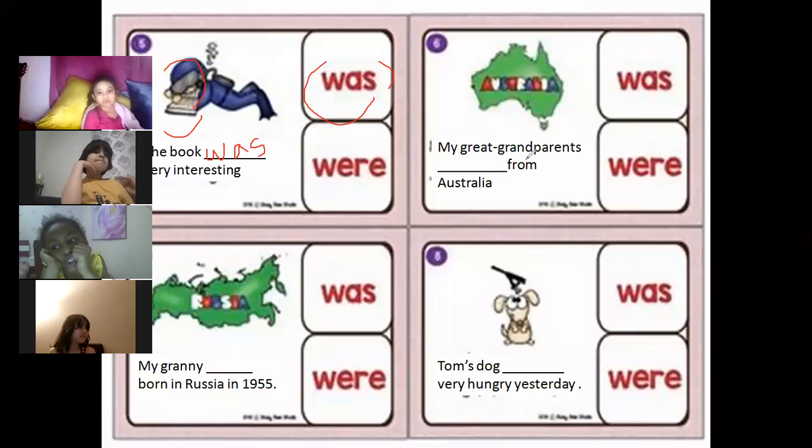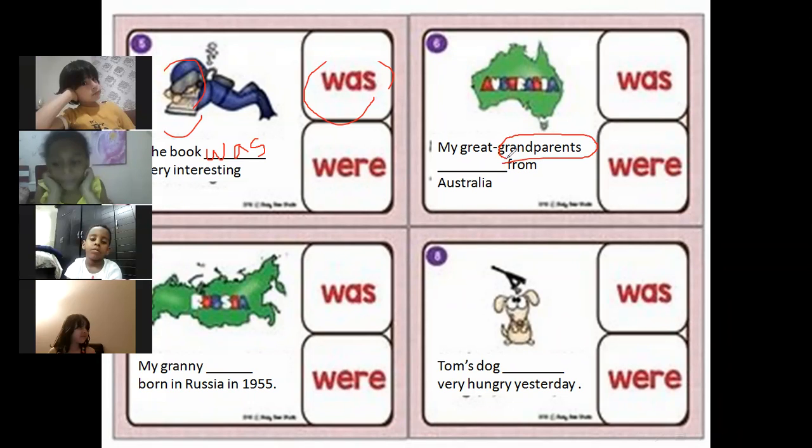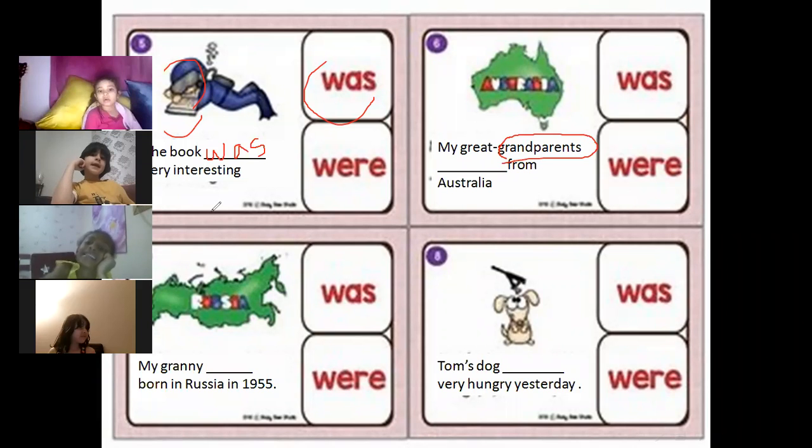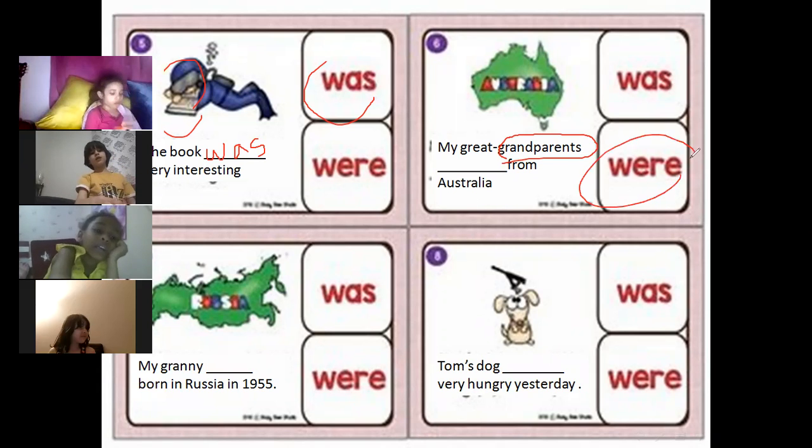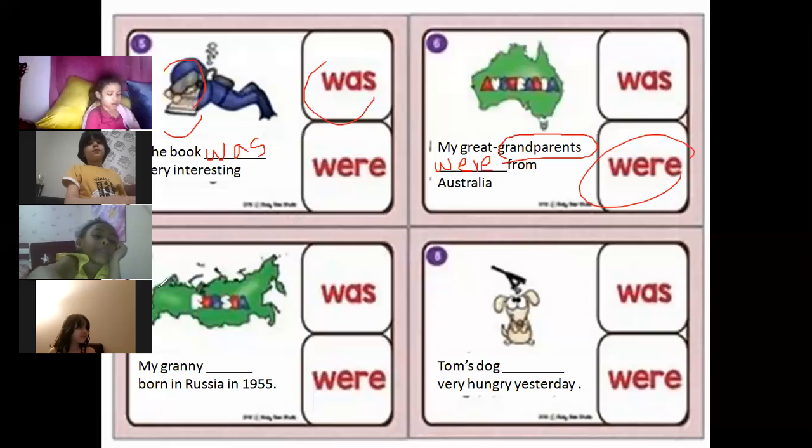My great grandparents. Grandparents. There are two. There are more than one, Omar. From Australia. Was or were from Australia? Stop talking, please, and listen to Omar. Were. Amazing, Omar. Were, because grandparents, there are more than one. So my great grandparents were from Australia.